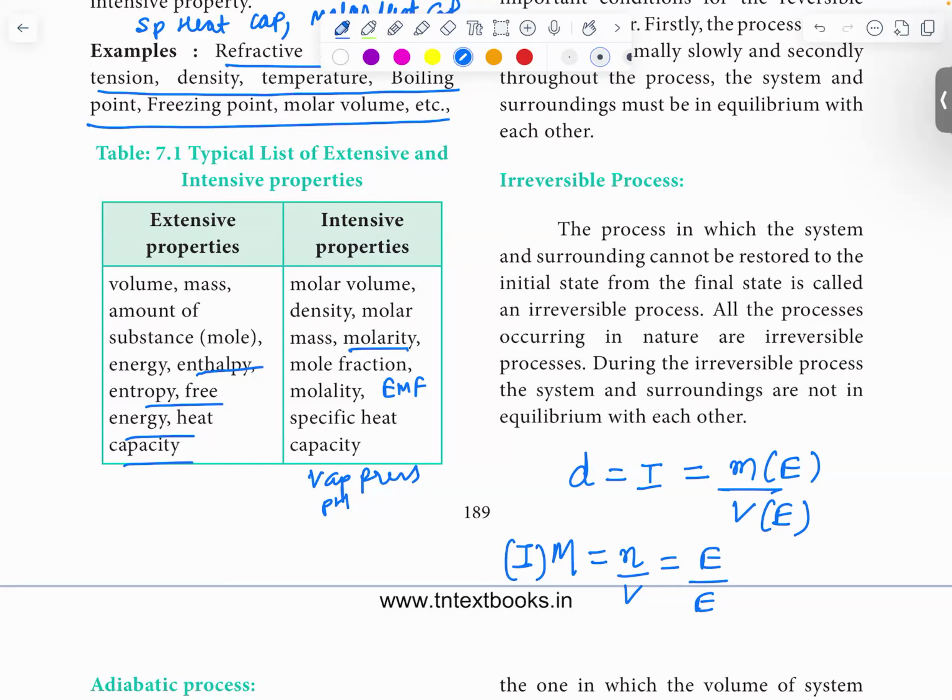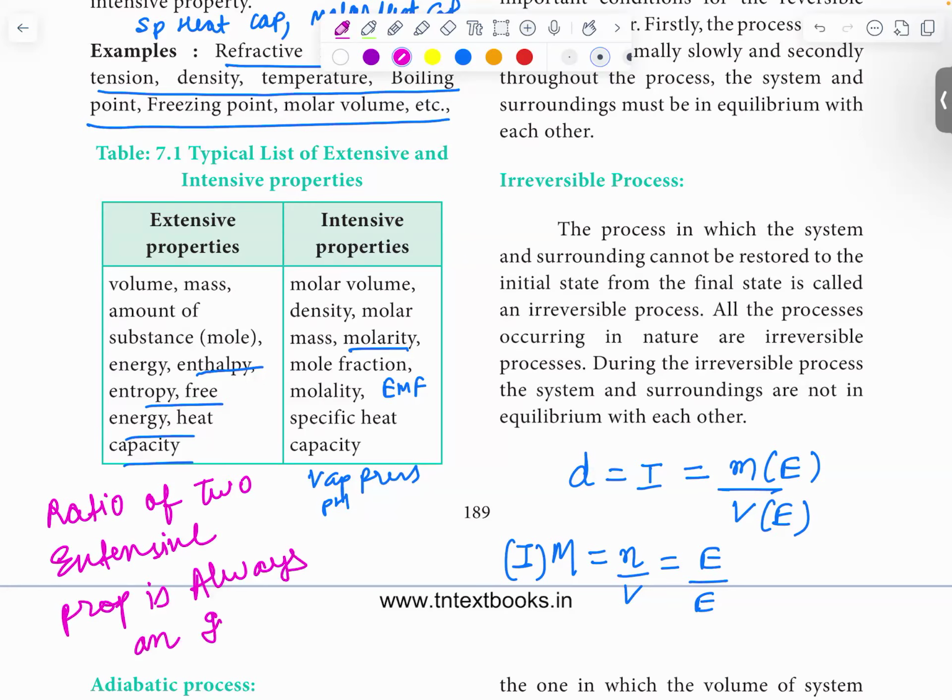So you can say that the ratio of two extensive properties is always an intensive property. It is a very important point that you should know before your examination.